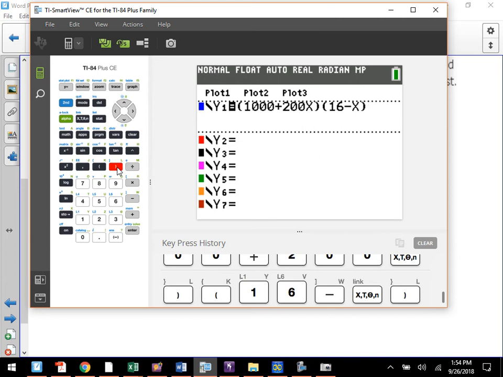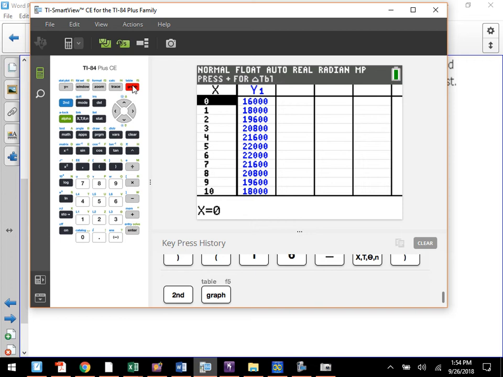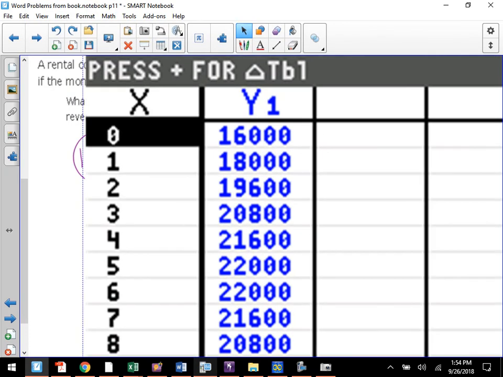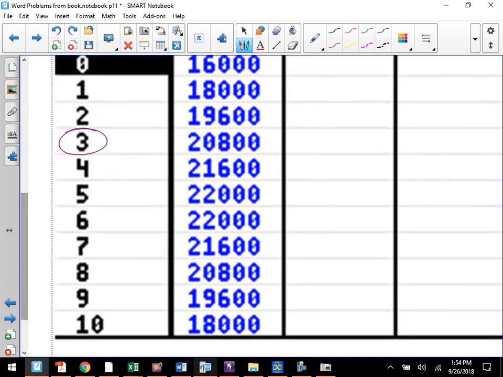If I put it in the calculator just like that, and I go to my table, I'm looking for where this graph equals 20,800. So you hit second table. And notice it occurs in two spots. Everybody see that? It occurs if I increase the price 3 times, or if I increase the price 8 times. If I increase the price 3 times, then I'm selling it for $1,600 plus 600, so it'll be $2,200.